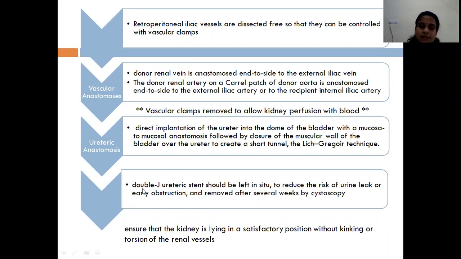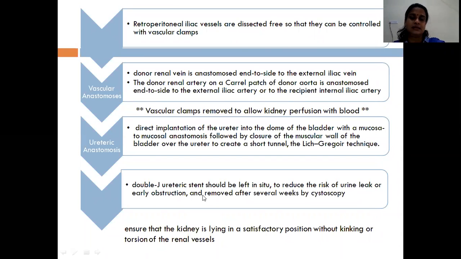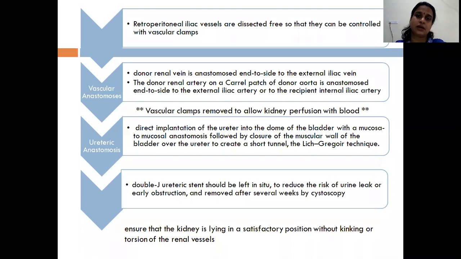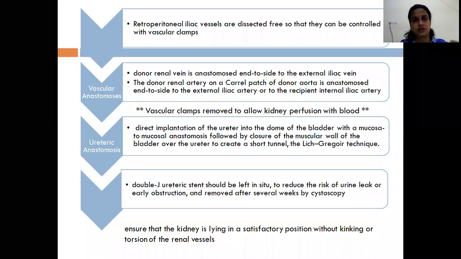Next important step is a DJ stent should be left in situ. This will reduce the risk of urinary leaks or early obstructions. Okay, so as usual, the DJ stent can be removed later by cystoscopy. Otherwise, this is a very important step wherein you can rest assured of the urinary leak and also the early obstructions, if any thrombotic obstructions or the stricturous obstructions, all that can be ruled out with the help of a DJ stent.